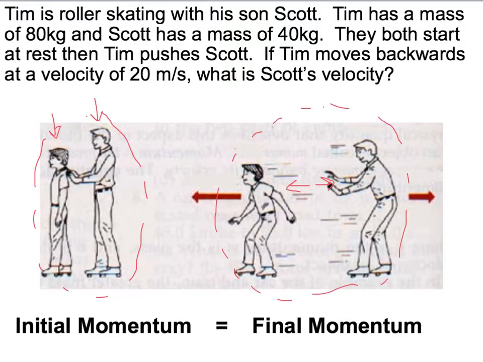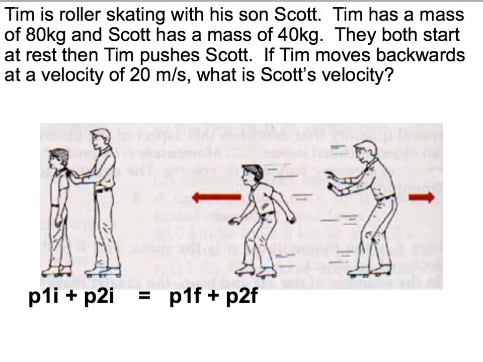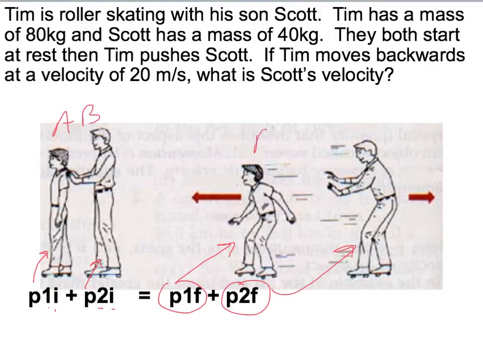Make it a little bit more mathy. Instead of using those words, let's use some symbols. Remember, P is momentum. So the momentum of object 1 initially plus the momentum of object 2 initially equals the final momentum of object 1 and the final momentum of object 2 added together. Does that make sense? The momentum of each object before and after when you add them together is equal. The law of conservation of momentum written in a different way.